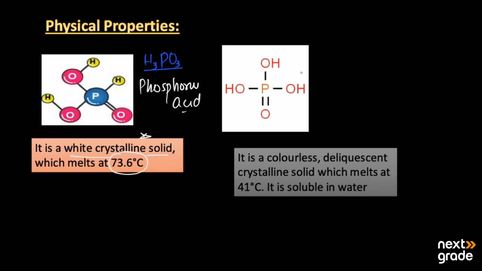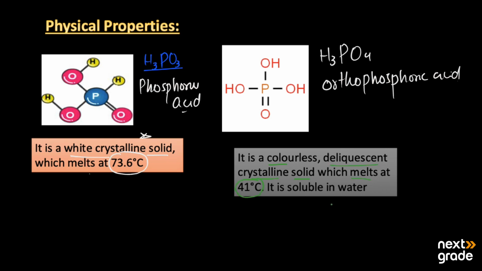On the other hand, here we have the second acid, H3PO4, whose name is orthophosphoric acid. Some of its physical properties: it is a colorless and deliquescent crystalline solid, and its melting point is 41 degrees Celsius, which is less than phosphorus acid. It is also soluble in water. If it is soluble in water, we can say that it is somewhat a polar substance. So these are some simple physical properties of the oxyacids of phosphorus.